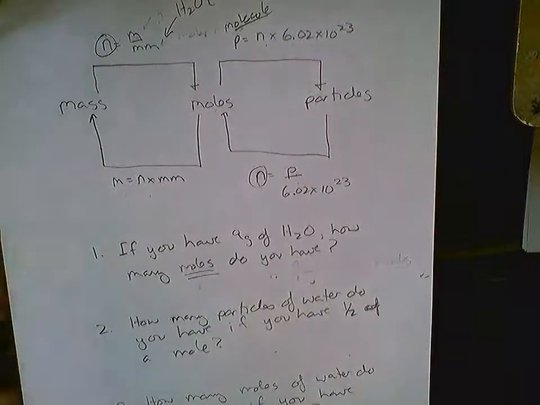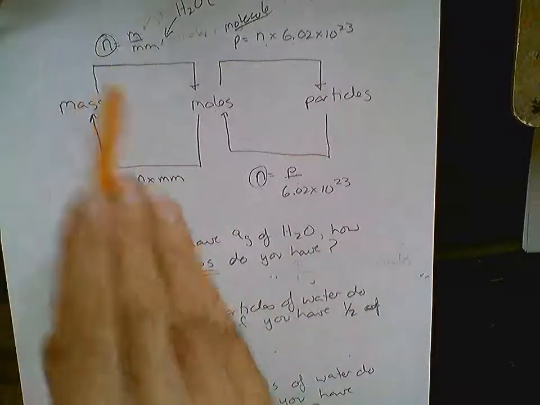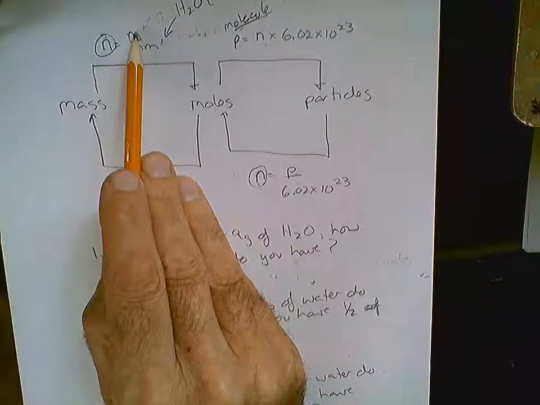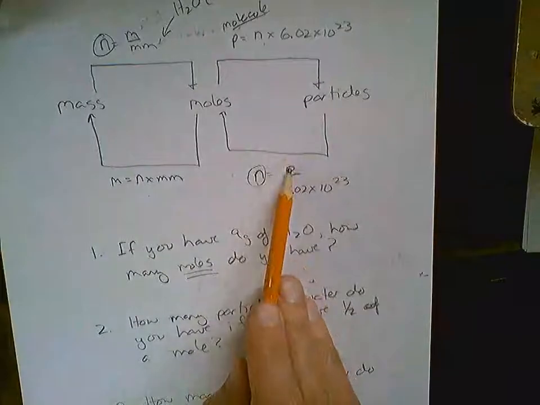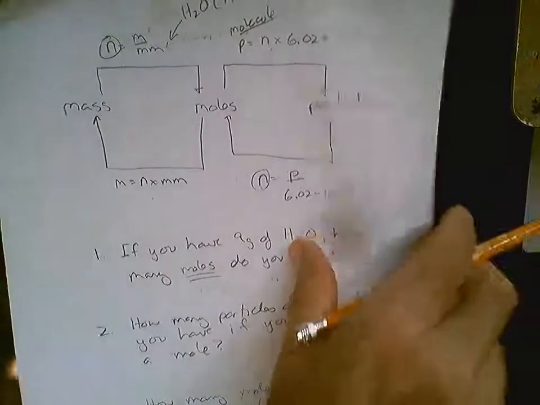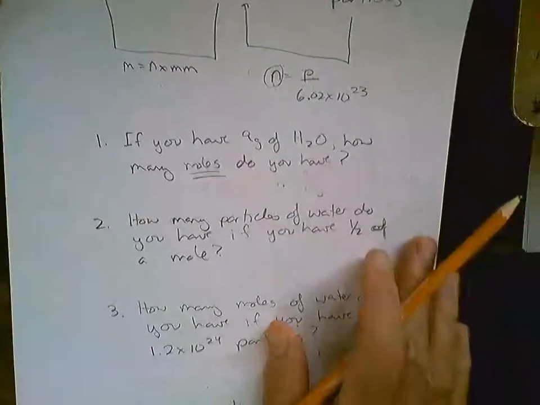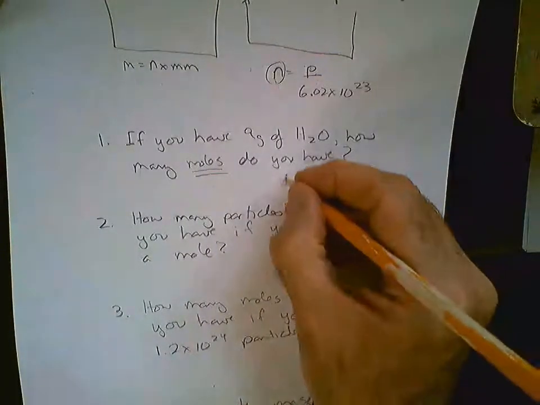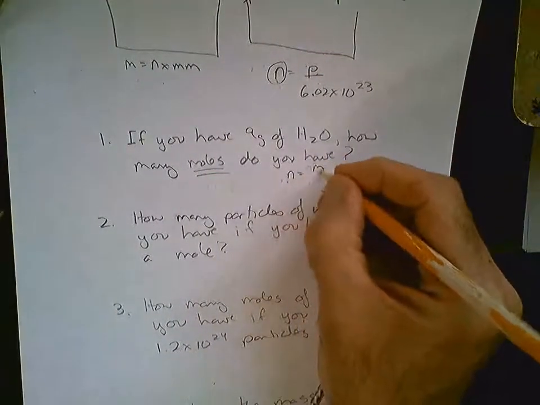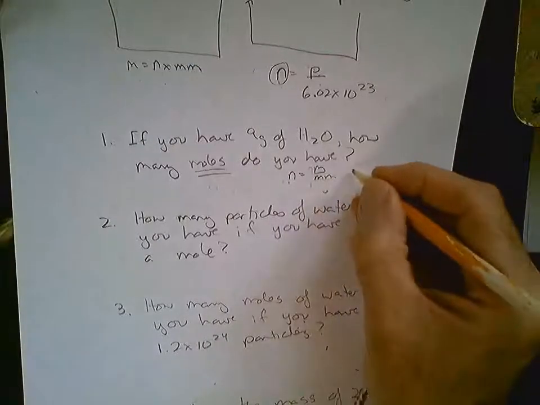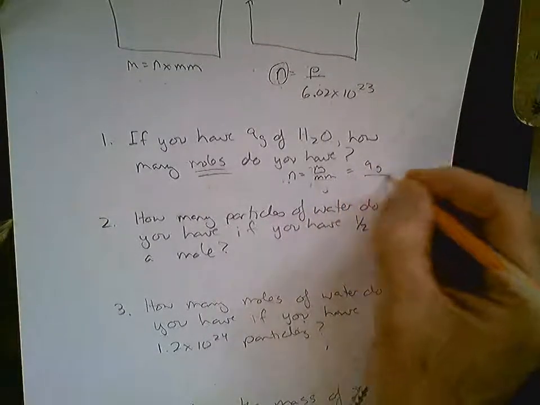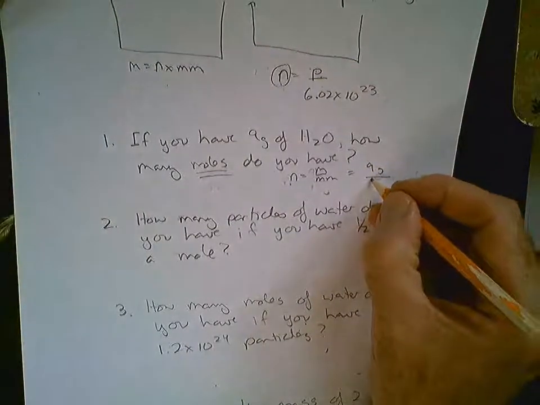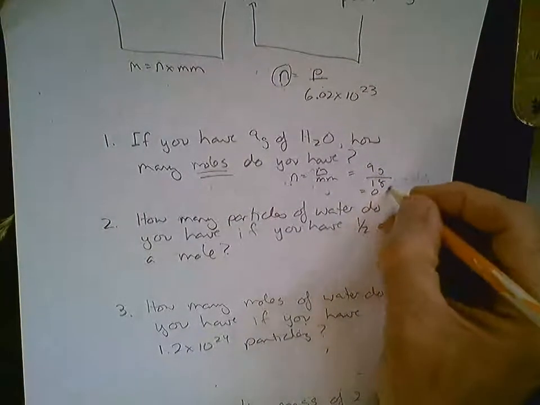I want you to notice that you can be asked to calculate moles in 2 different ways. One time they may give you the mass in grams, one time they may give you the particles, so be aware of that. If you have 9 grams of H2O, how many moles do you have? Moles equals mass over molar mass. That equals 9 grams. They have to give you the mass, and the molar mass is 1 plus 1 plus 16 is 18, equals 0.5.